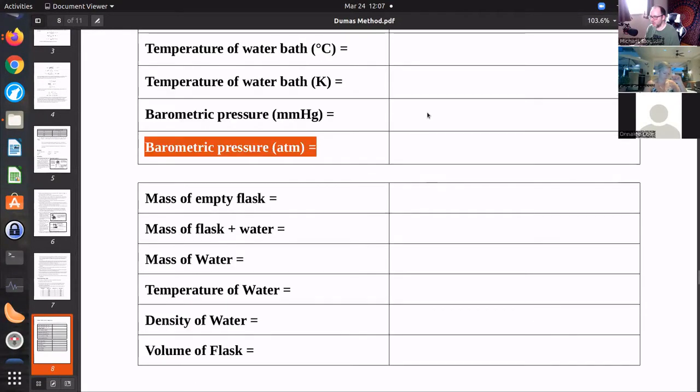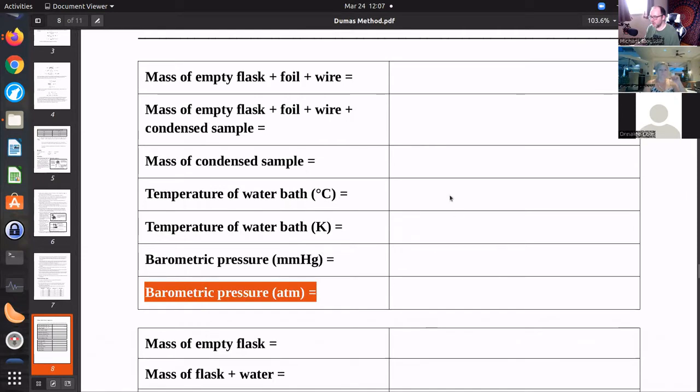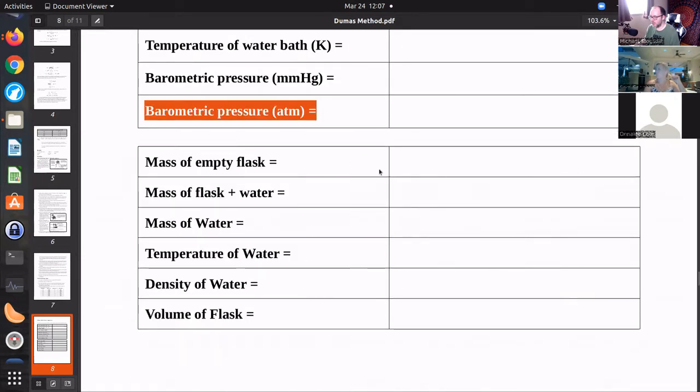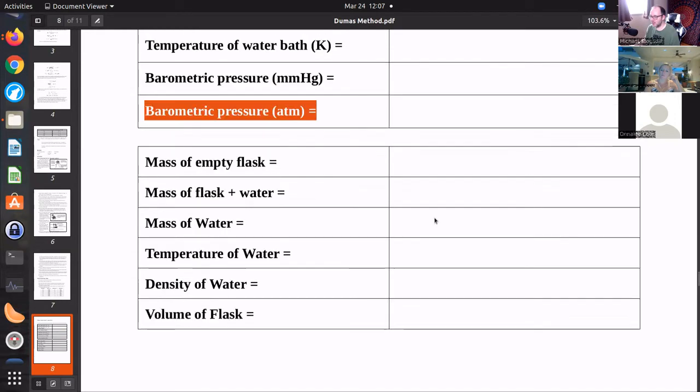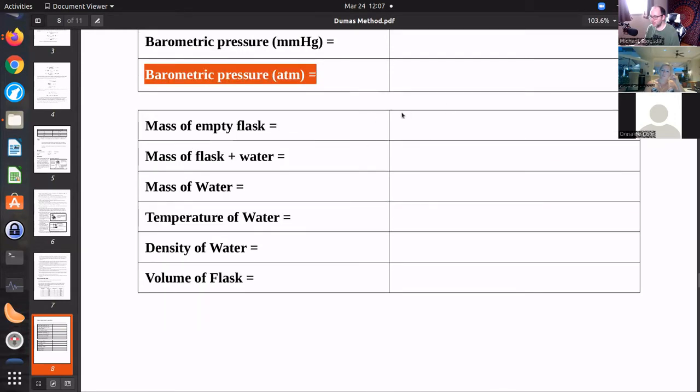So in the end, you'll be able to get the molecular weight here. This section here is about figuring out the volume, right? So you have the mass of the empty flask, and then when it was filled with water, you're going to subtract these, you're going to get the mass of the water. The temperature of the water was just given to you in the student data. You're going to look up that density in the table that I gave you up there. You'll divide by that density, and then you're going to get the volume of the flask.